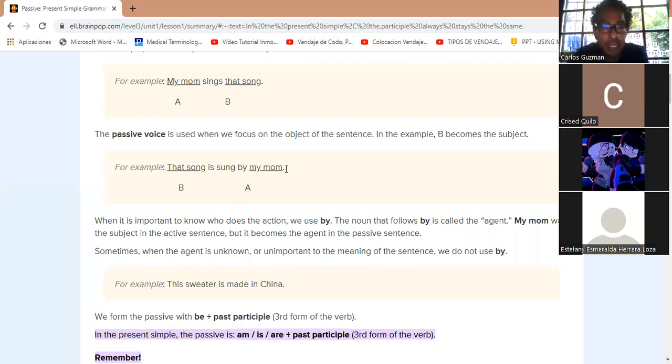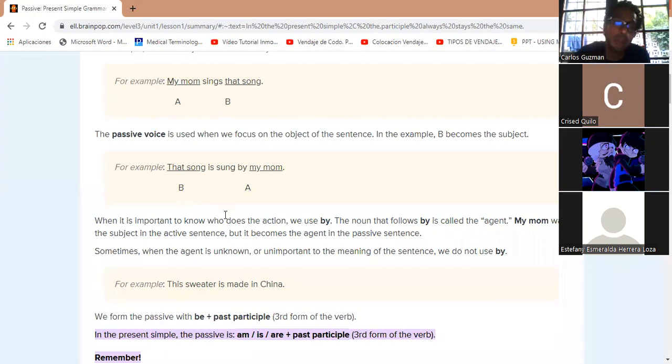And as you can see in this example here, they are using the present perfect in the passive voice. That song is the present perfect. Present simple. Present simple of the verb to be. I'm sorry, excuse me. So that song is, and then the verb is in the past participle. That song is sung by my mom, right?